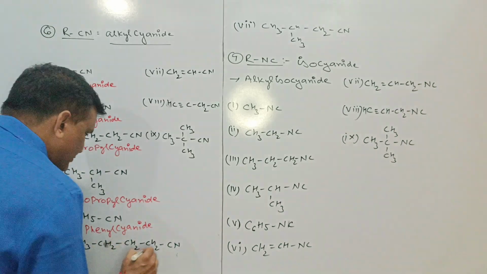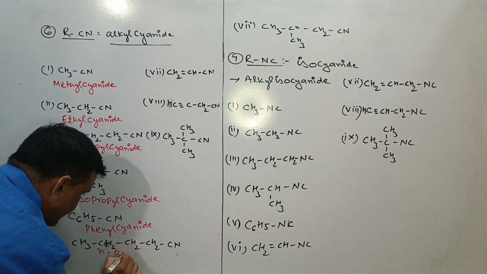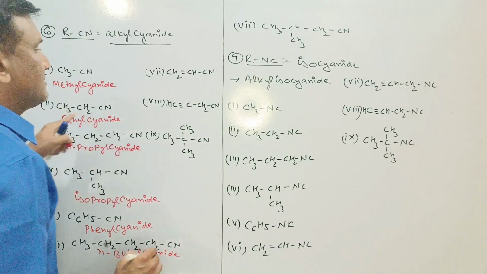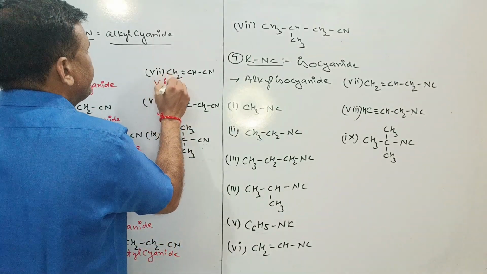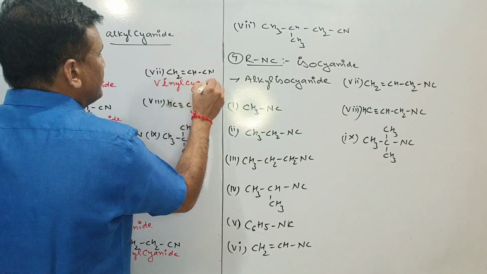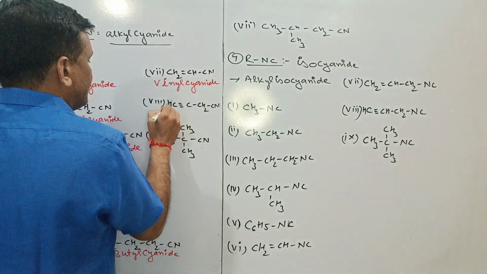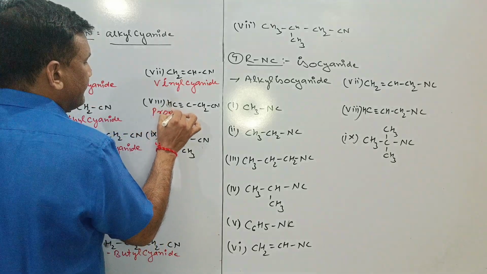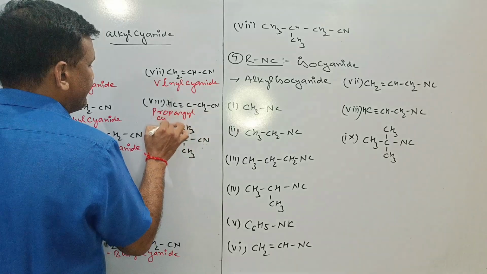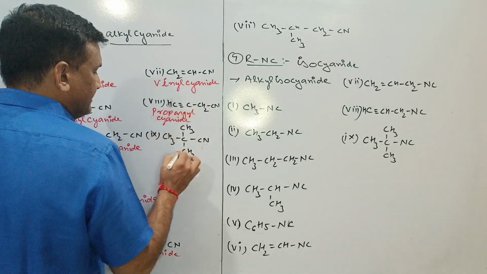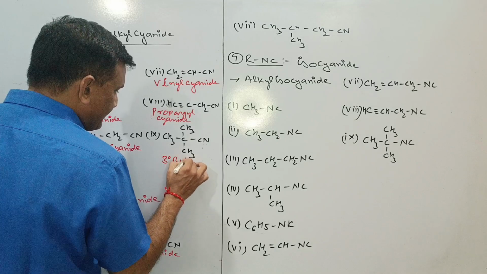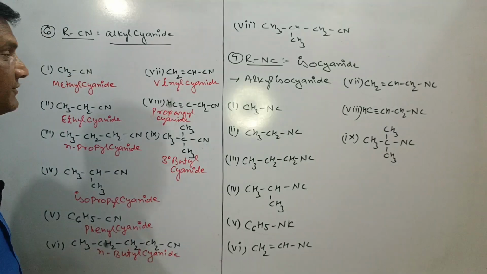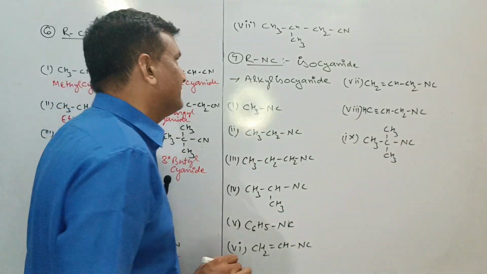This is called N-butyl cyanide. This is called just vinyl cyanide. This is called your allyl, sorry, this is the propargyl. So this will be your propargyl cyanide. This is the tertiary butyl cyanide. This was the common system for alkyl cyanide regarding the first table.